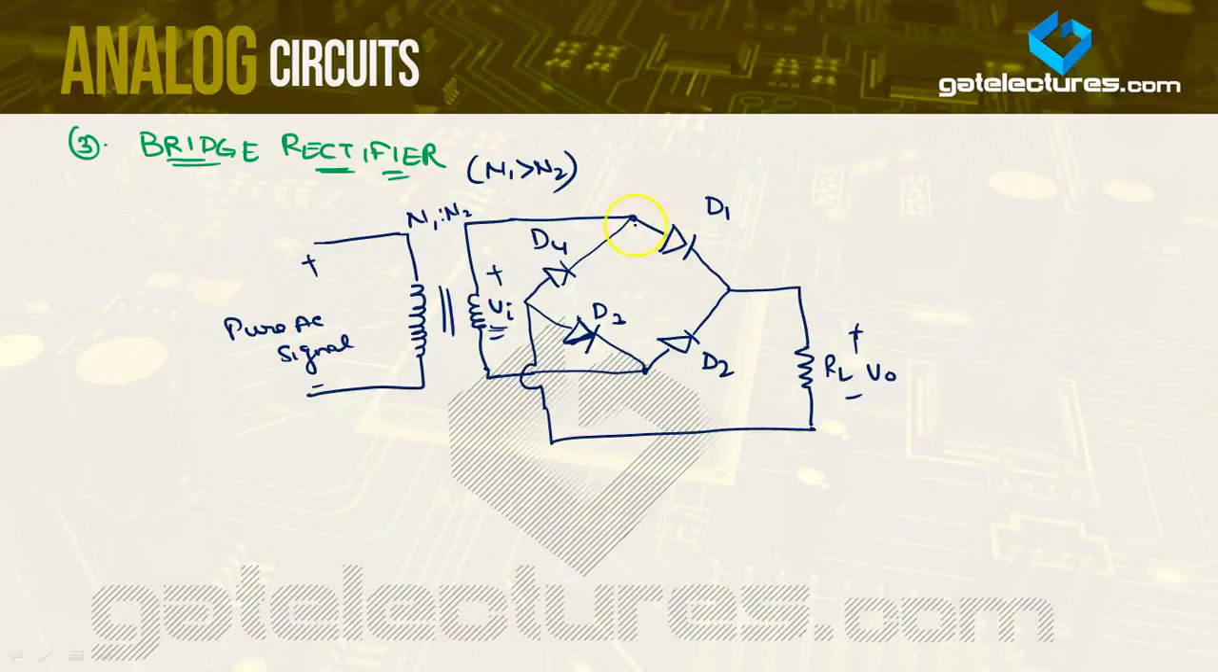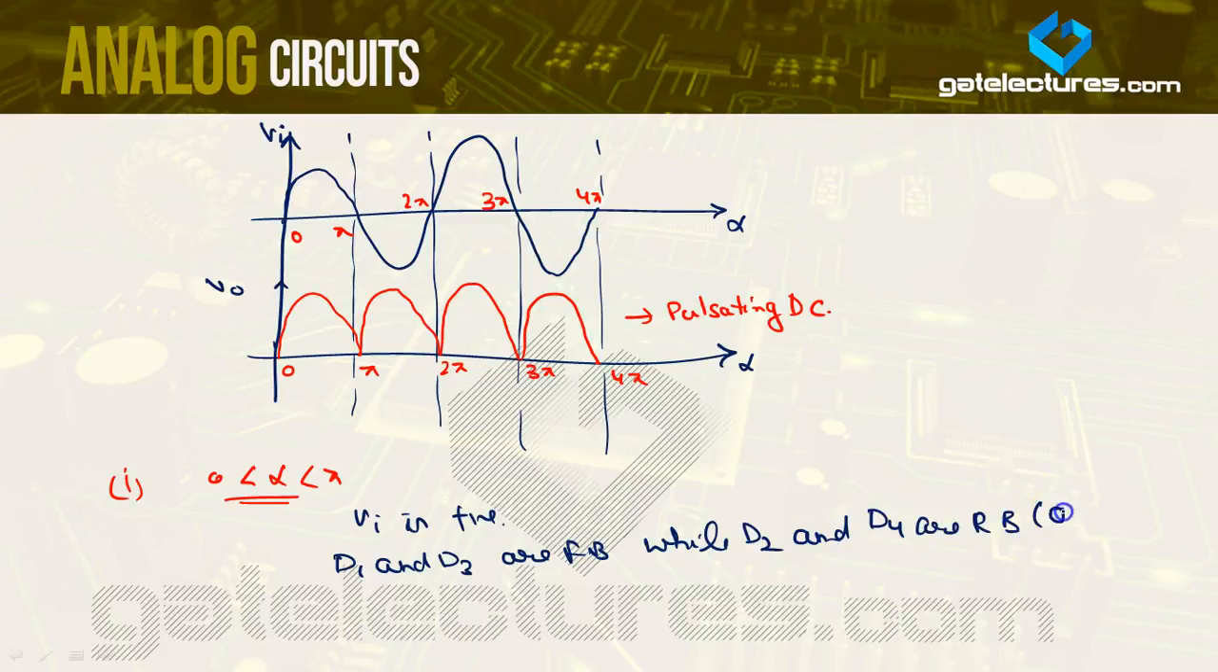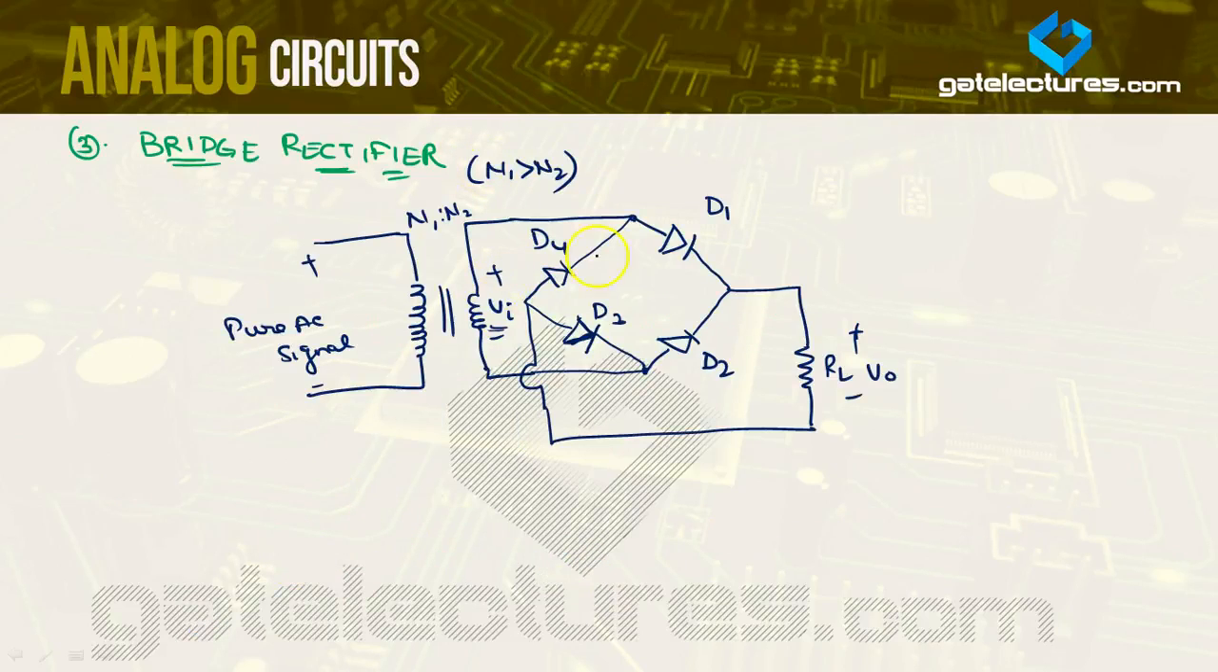Since Vi is positive, diodes D1 and D3 will be forward biased and short circuited, while D4 and D2 will be reverse biased and open circuited. So the current flows in this particular loop, through a loop consisting of D1, RL and D3.